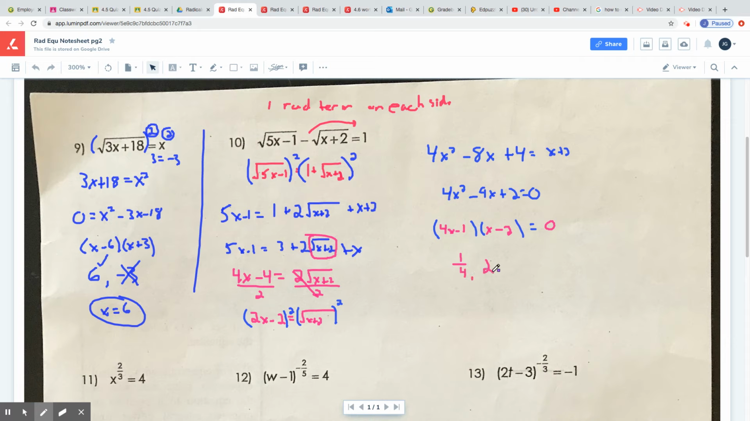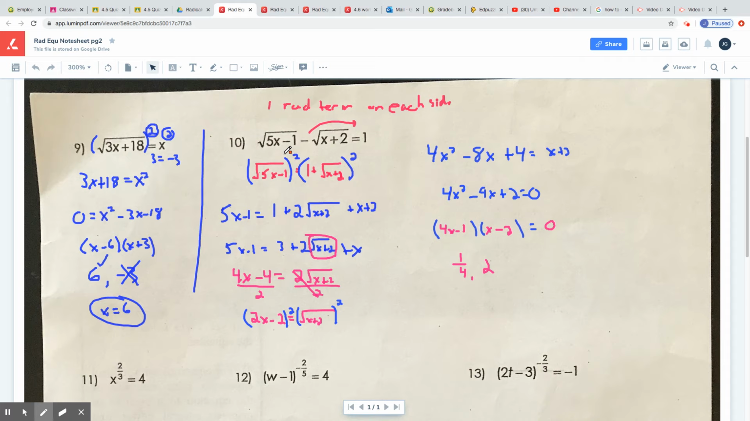possible answers. However, I need to check for extraneous solutions because what did I do? I squared both sides. I raised it to an even power. All right, so I have to go back in and check 1/4 in for all these x's, see if it equals 1. I got to plug in 2 and see if it works. Go ahead and check those out right now. All right, so let's see what happens here when you check them. Let's do the fraction first.